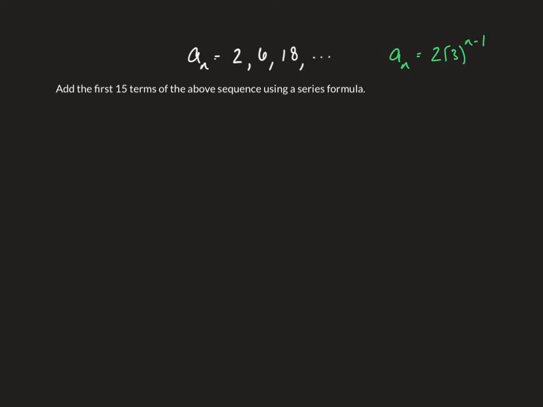And that's because our first term is 2, and our common ratio is 3. So that's the form we would use to find if we needed the 15th term, for example. But that's not going to add together the first 15 terms. That's just going to find for us an individual term that we need.